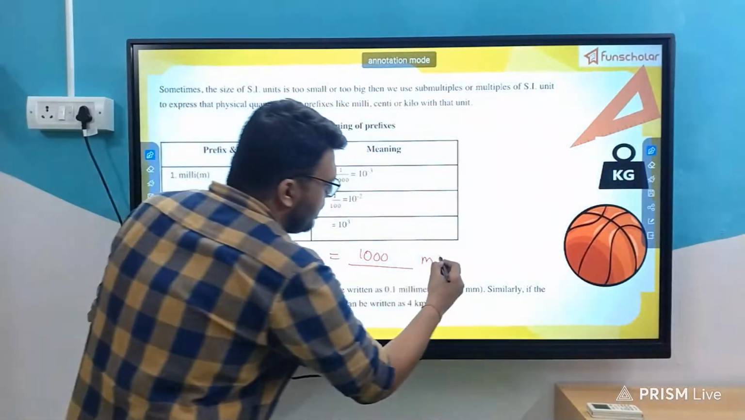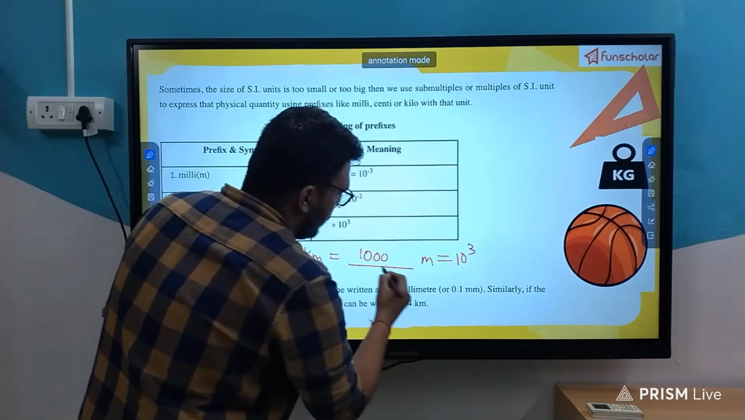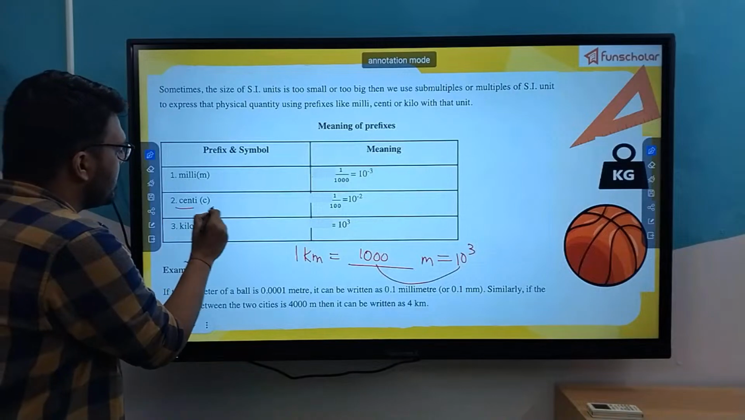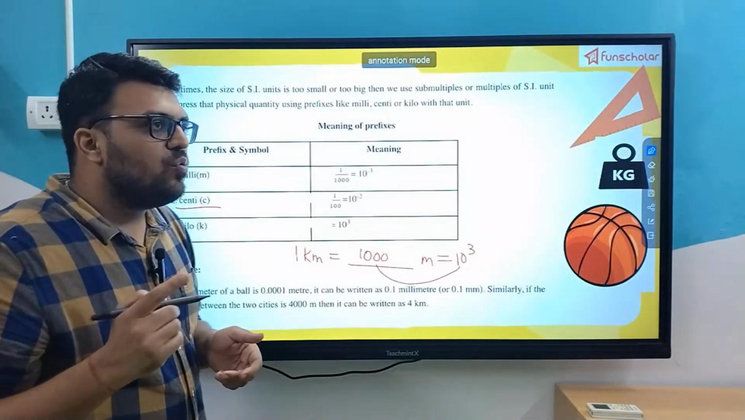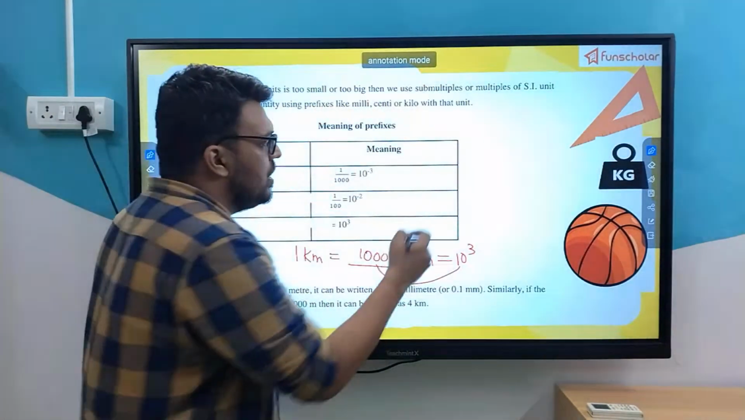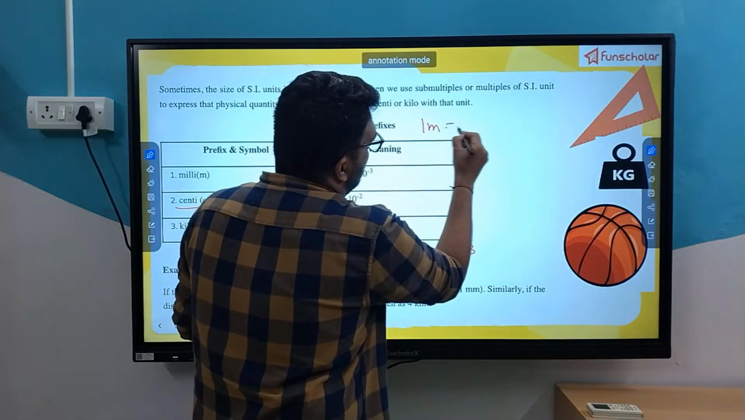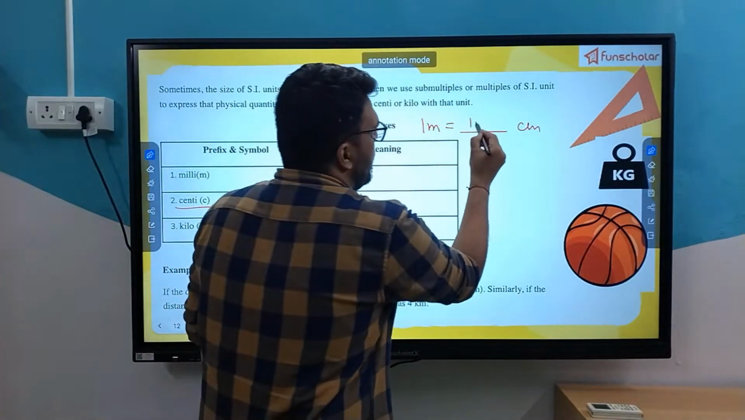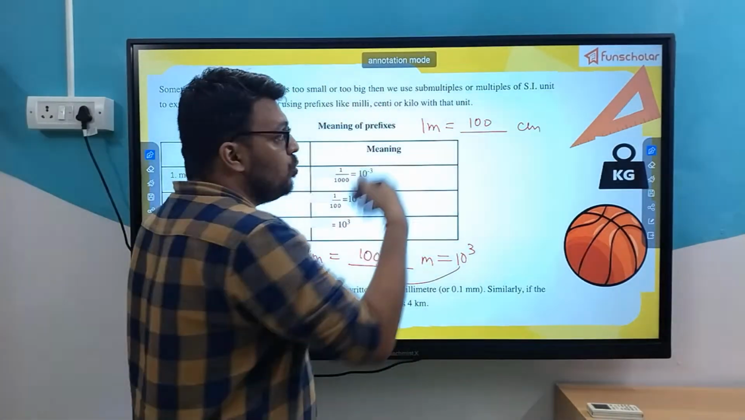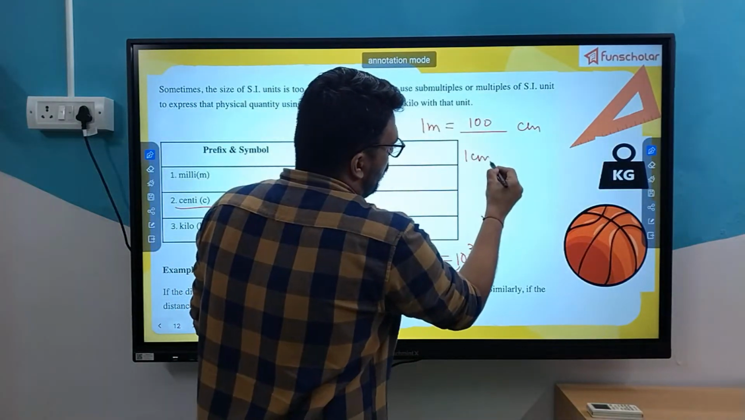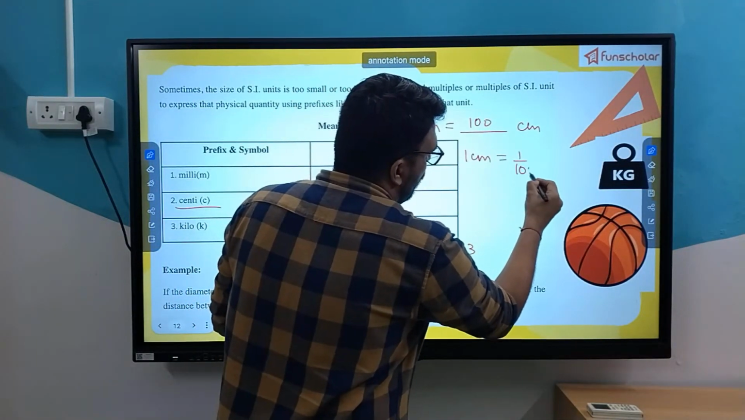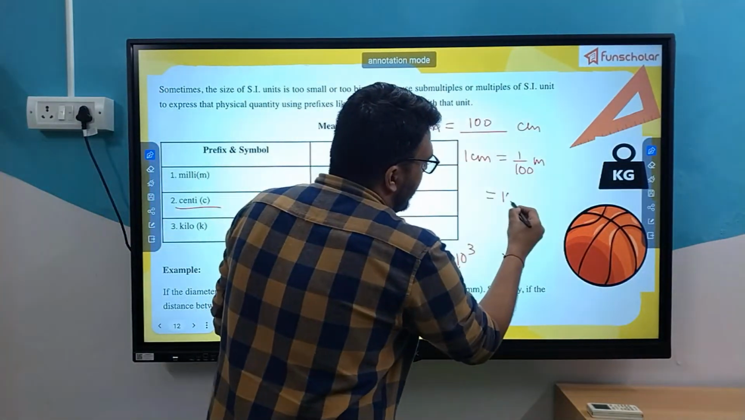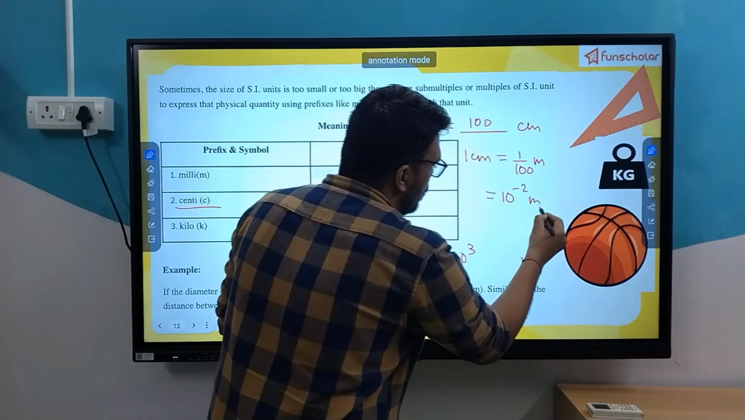So we are multiplying that with 10 to the power 3. Both are the same in exponential form. Now what if for units like centimeter we are converting meter into centimeter? So the relation between meter and centimeter is how much? We know that 1 meter has 100 centimeter. So 1 centimeter will be 1 upon 100 meter, and in the form of exponents this can be written as 10 to the power minus 2 meters.